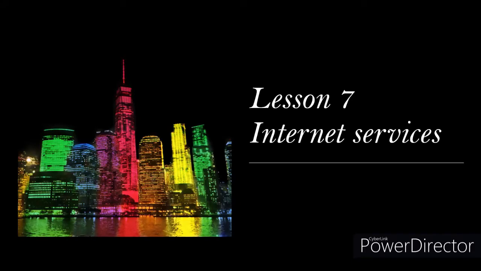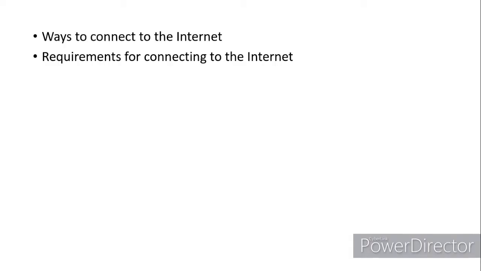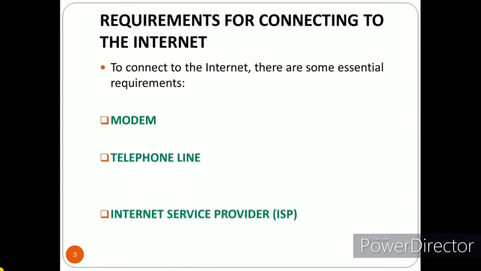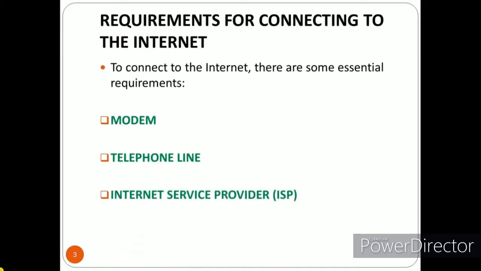So in today's class we are going to discuss the ways to connect to the internet. Before we start that, let's learn about the requirements for connecting to the internet. To connect to the internet, there are some essential requirements. First one is modem, second one is telephone line, and third one is internet service provider, or we can say ISP in short, right?